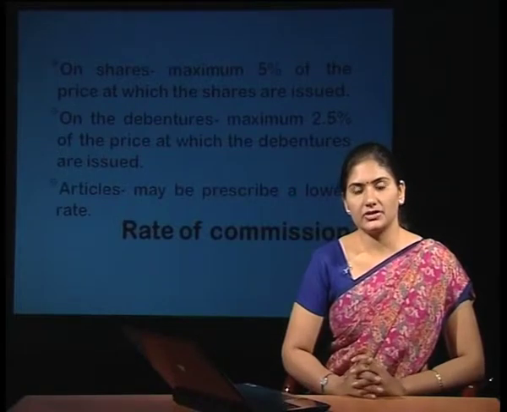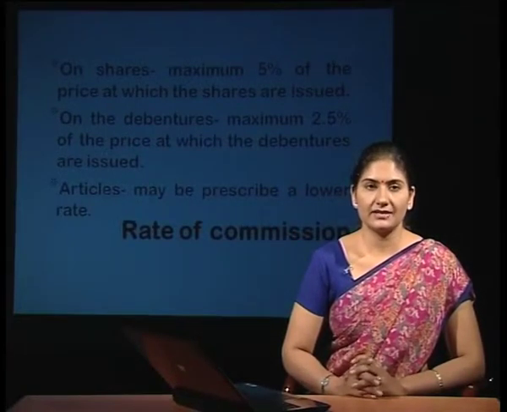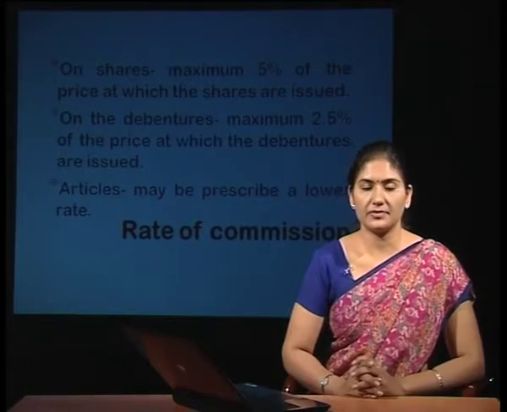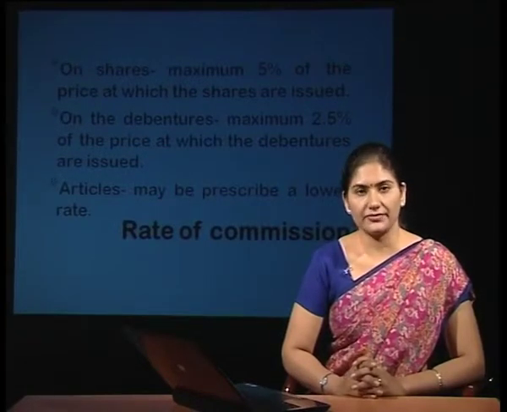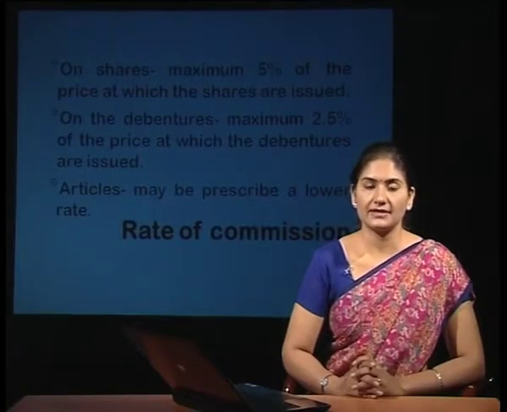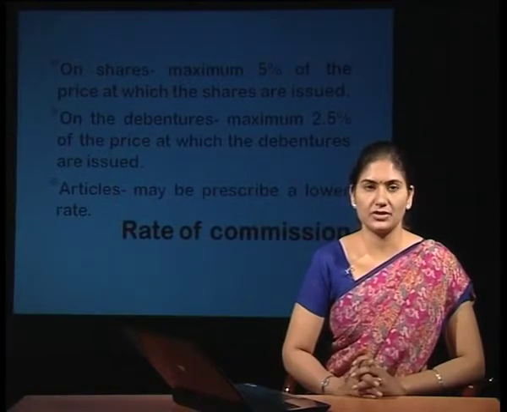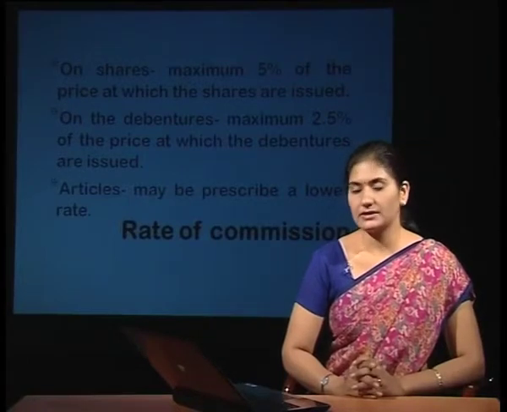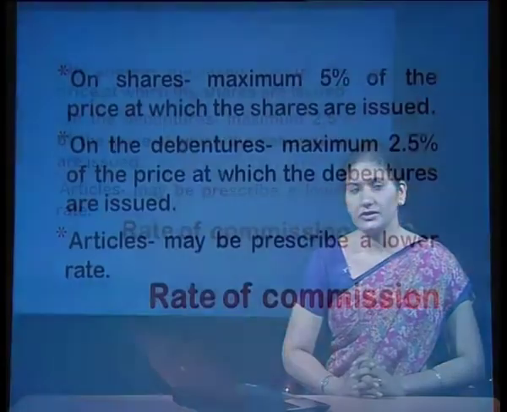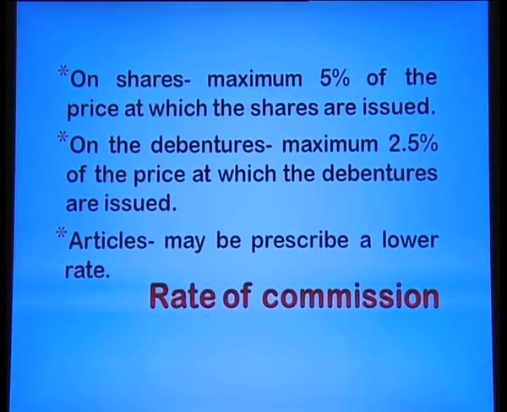There is a ceiling which has been put regarding the maximum underwriting commission that can be paid by the company. Now this ceiling is 5% for the shares, equity shares or preference shares, and it is 2.5% of the value of debentures which are to be issued in the market. Let us see this section 76. The rate of commission on shares is maximum 5% of the price at which the shares are to be issued. On the debentures, maximum it is 2.5% of the price at which the debentures are issued.